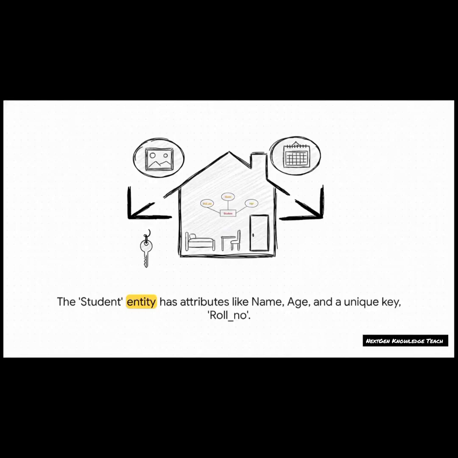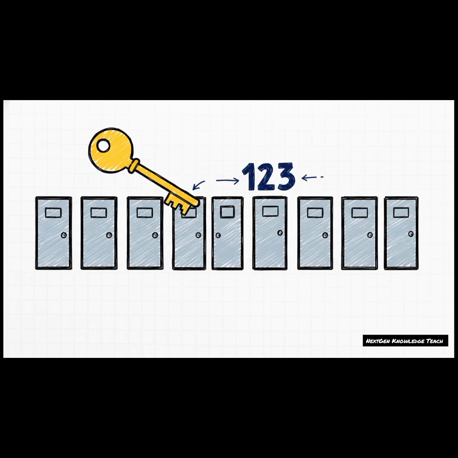Okay, let's make this real. Take a look at this. That rectangle in the middle that says student, that's our student room. And those ovals connected to it, name, age, roll number, that's the stuff that goes inside that room. It's a simple, clear plan for what kind of information belongs there. But wait a second. If our house has a ton of rooms that all look kind of similar, how do we find the exact one we need? Simple. You give every single room its own unique address. And in the world of databases, that unique address is absolutely essential.